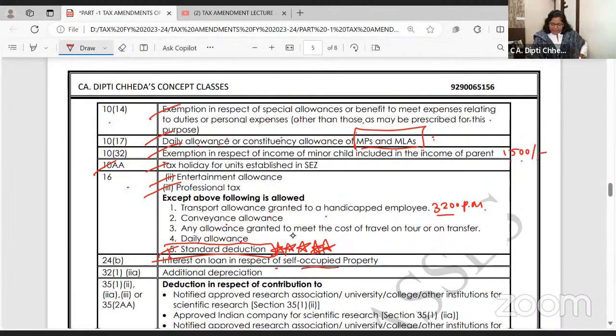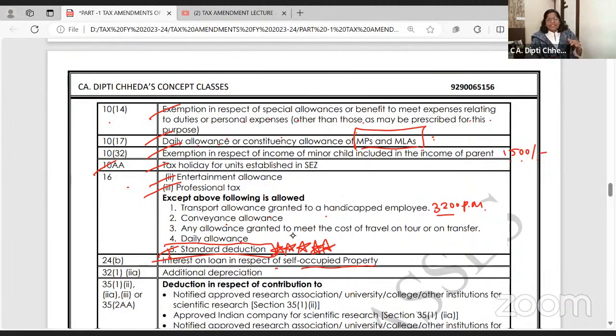Interest on loan in case of the self-occupied property, GAV is nil, NAV is nil, whatever interest you have paid, we show it as loss. That loss you are not allowed if you are filing your return under 115 BAC.